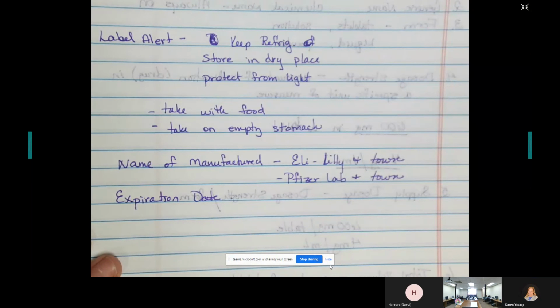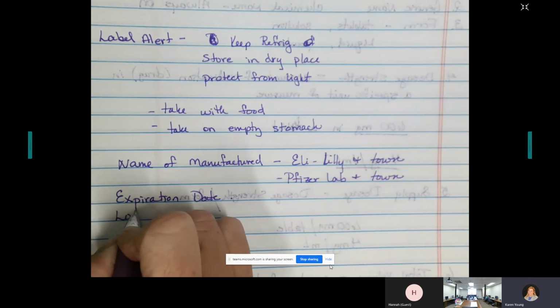They are, what do they call them again? Sample medication labels. So they have everything but the expiration date and the lot number.